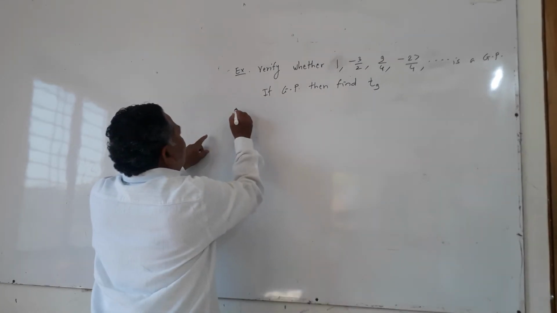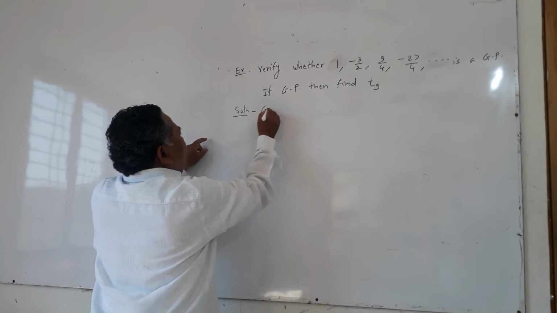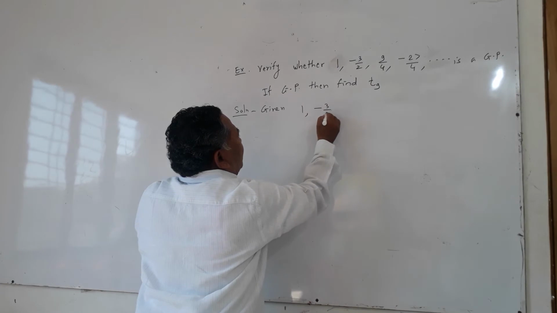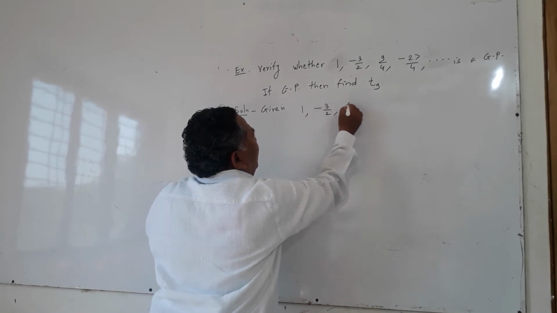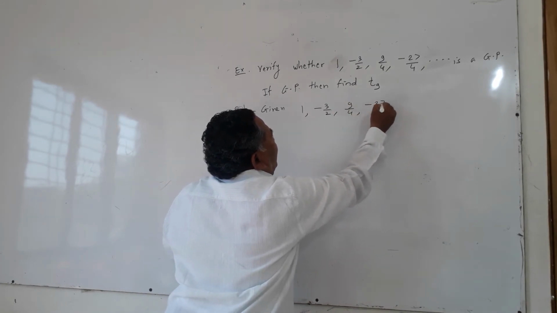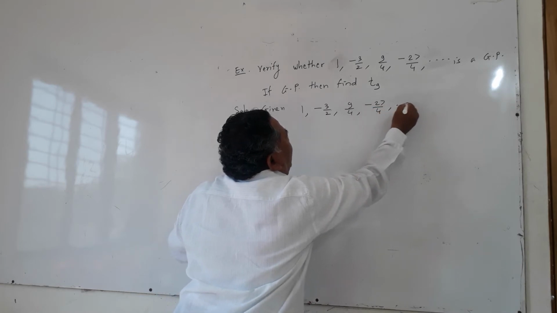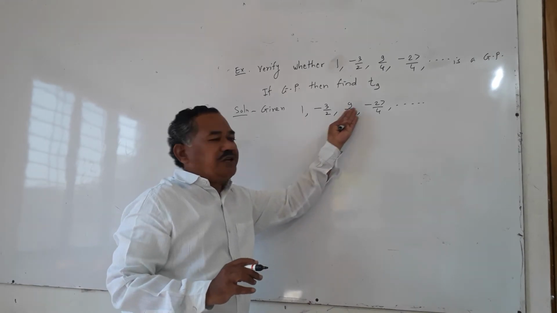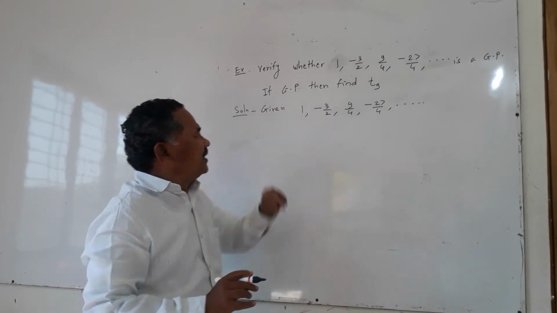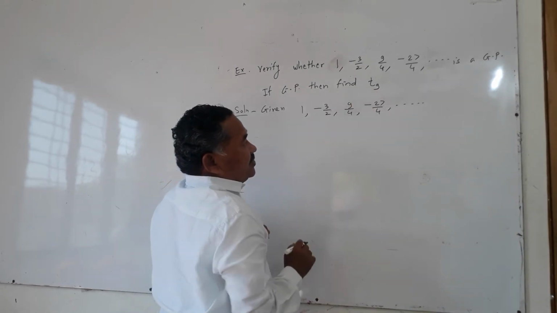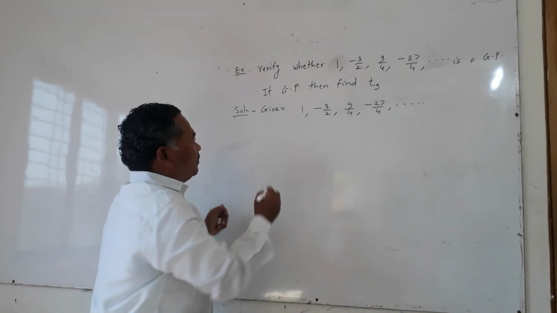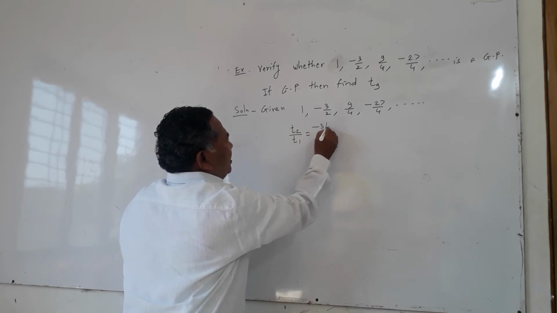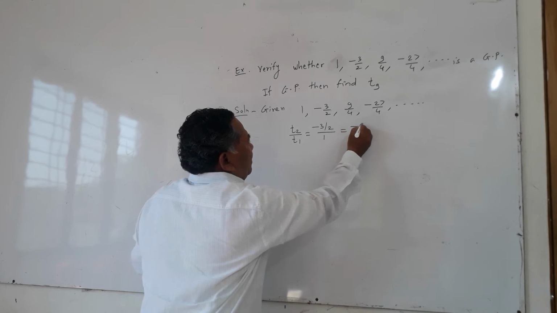Remember, that was the solution. That is very simple. Given: 1, minus 3 by 2, 9 by 4, minus 27 divided by 4, in this manner up to infinity. This is T1, this is T2, this is T3, this is T4. Therefore we have to show this is a GP, so we take the ratio. T2 upon T1 equals minus 3 by 2 divided by 1, so we get minus 3 by 2.